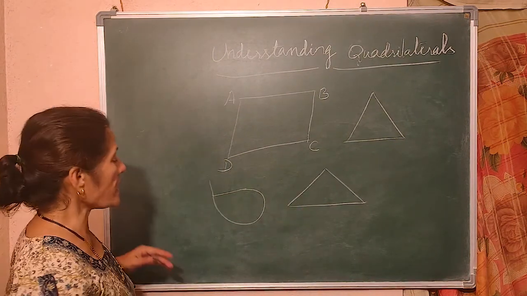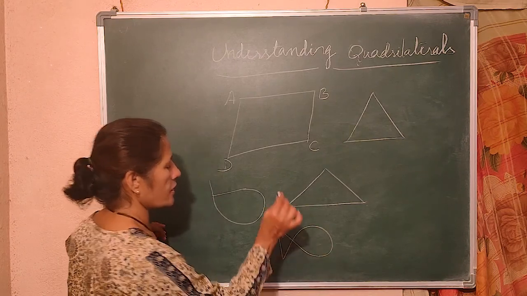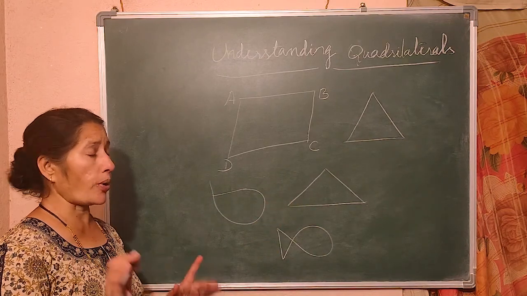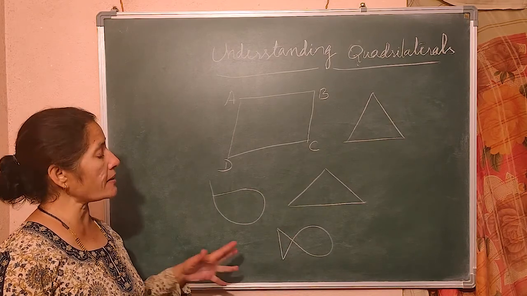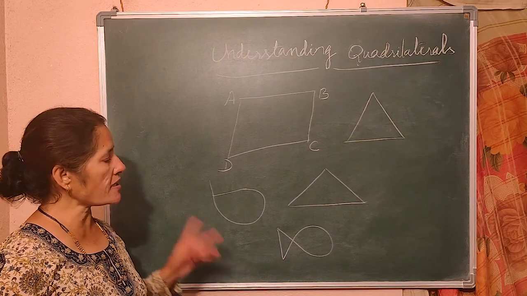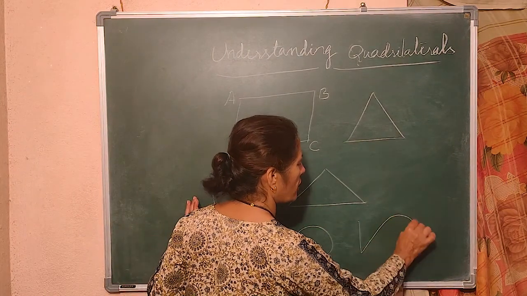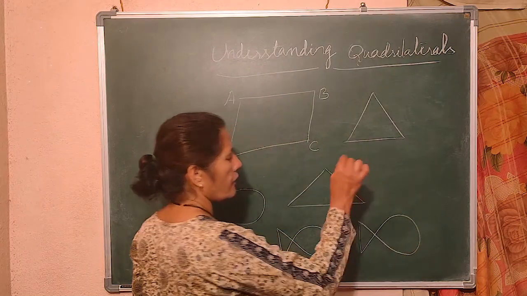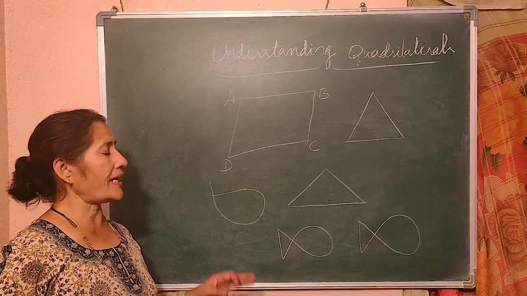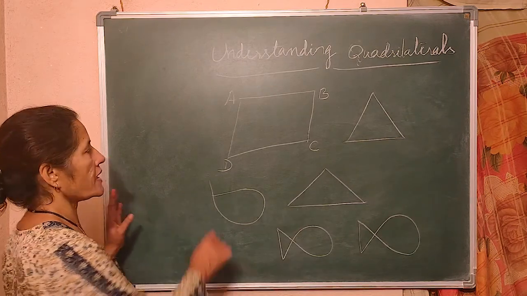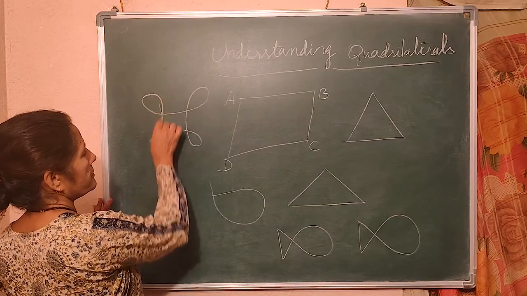Alright? Suppose I draw like this. Is it a polygon? No, it is a closed curve. Here also there are simple curves. What is a simple curve? If I draw all this without lifting the pencil from the paper or from the board, then I call it a simple curve. See, if I draw like this, it is a simple curve.